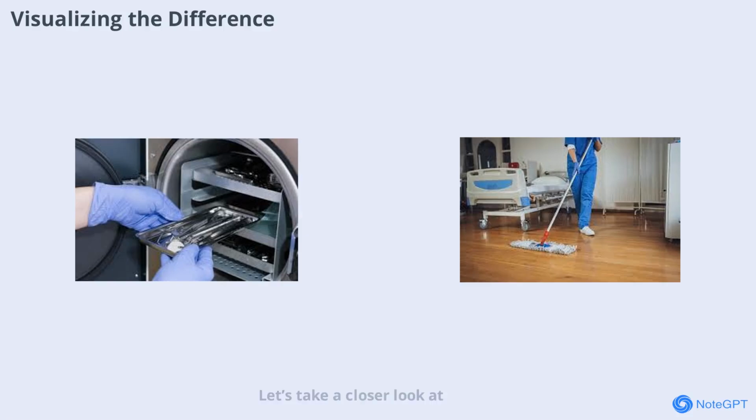Let's take a closer look at how sterilization and disinfection differ in practice. Sterilization is used for surgical instruments and materials that enter sterile body sites, while disinfection is suitable for surfaces and equipment that do not require complete sterility. This visual comparison helps clarify when each process is appropriate, ensuring both effectiveness and safety in various environments.